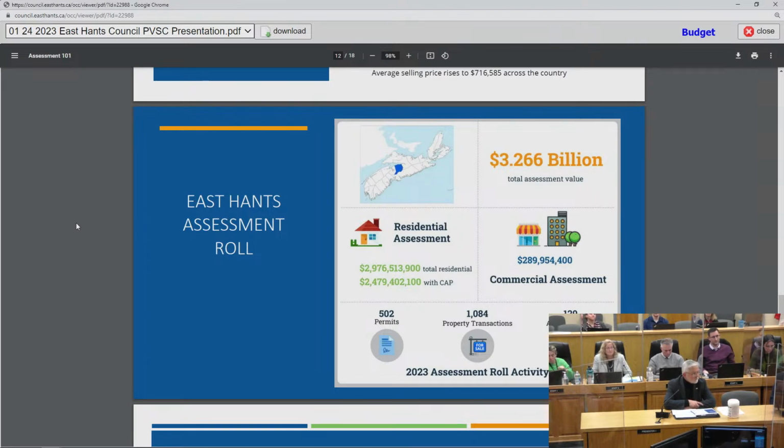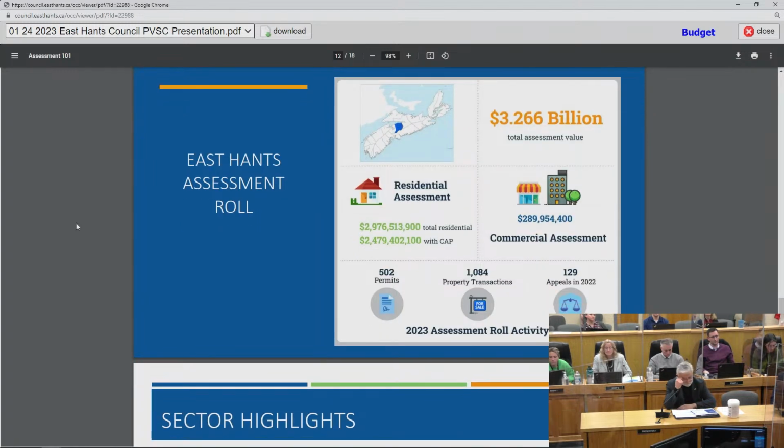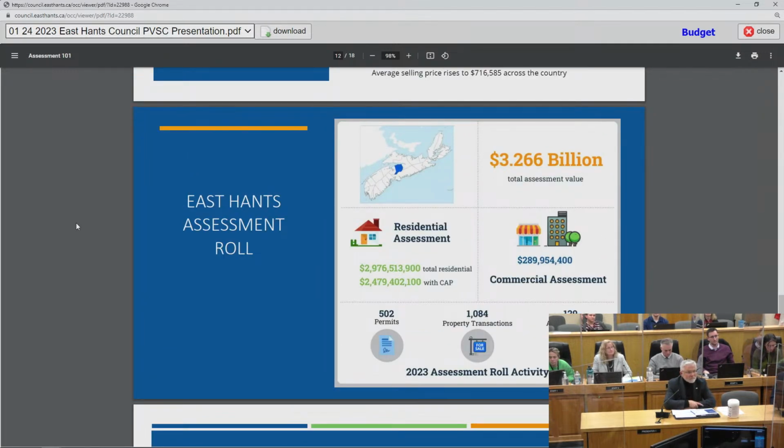And I'll talk a little bit more about that on the cap slide, but that number is provided to us by the province of Nova Scotia as calculated by Statistics Canada. So it's not something that's calculated internally at PVSC. It's provided pursuant to Section 45 of the Assessment Act. So I'm just going to move to the next slide here.